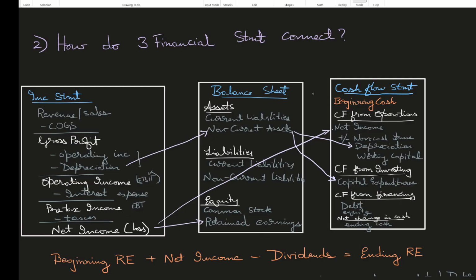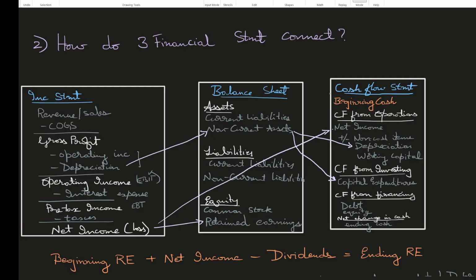And the balance sheet, as we know, comprises assets, liabilities, and equity. Assets equal liabilities plus equity. So, equity plus liabilities will give you the assets. Under assets we have current and non-current assets. Liabilities also we have current and non-current. Equity will have common stock, retained earnings.